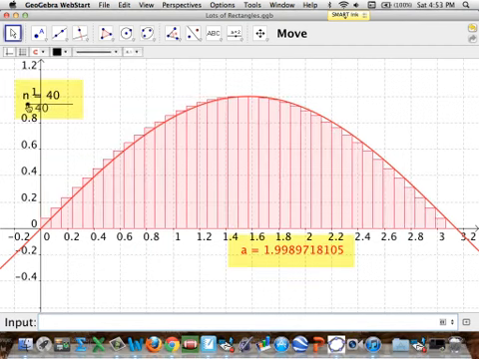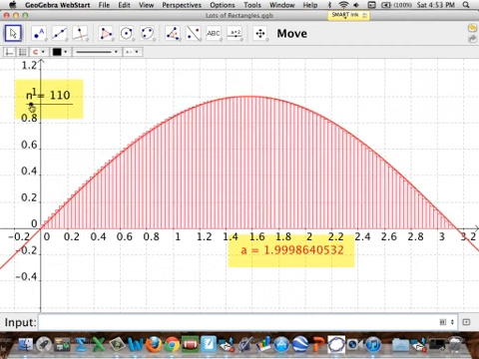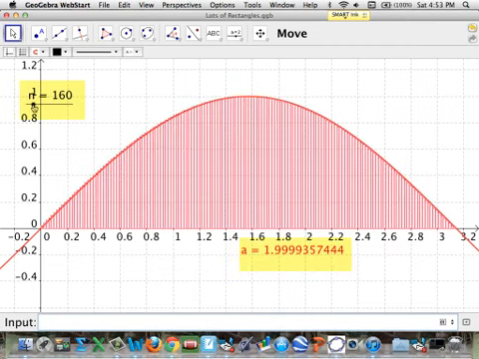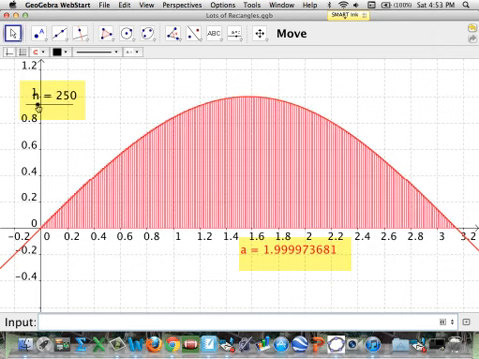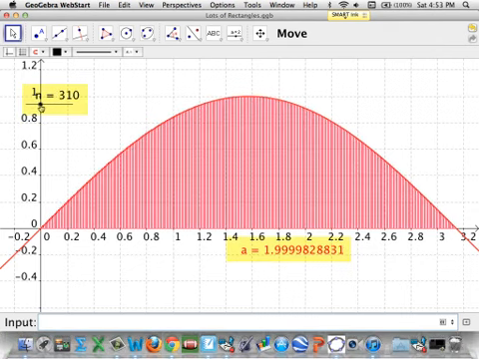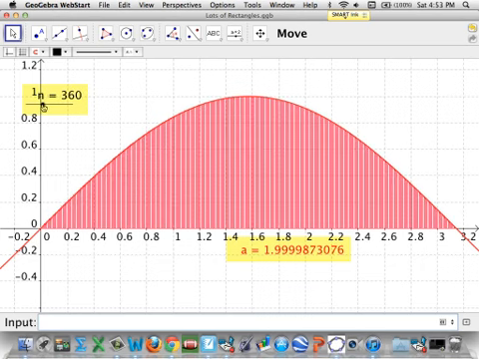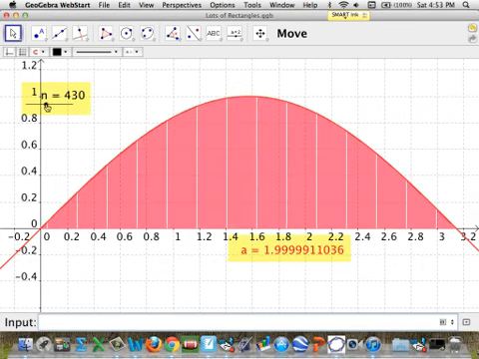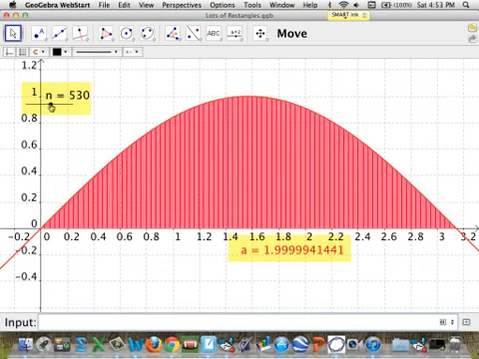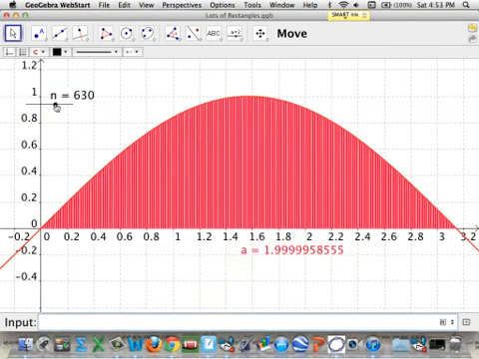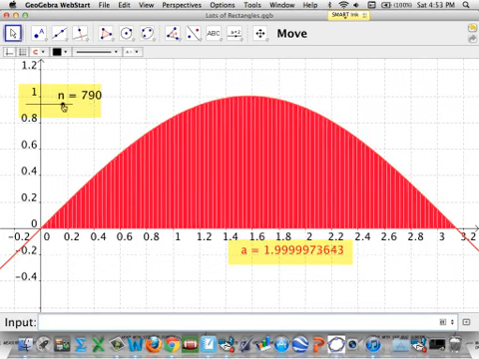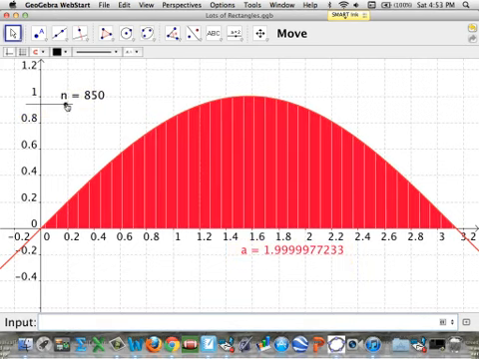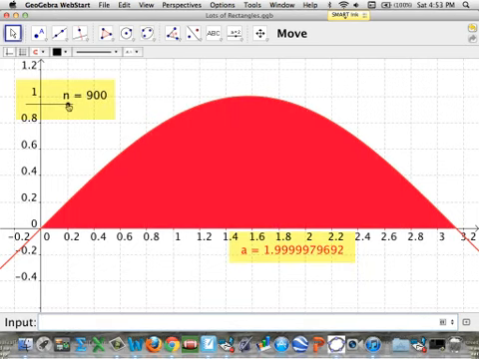You're going to see a couple things happen. As I increase the number of rectangles, they get harder and harder to see. Okay, they're getting skinnier, and also there's less and less extra area or missing area between the rectangles and the curve. The other thing you notice is that this number A does not seem to be changing very much. Okay, the first 5 decimal places are not changing at all. And if we keep increasing the number of rectangles, we're going to get smaller and smaller changes in this area.